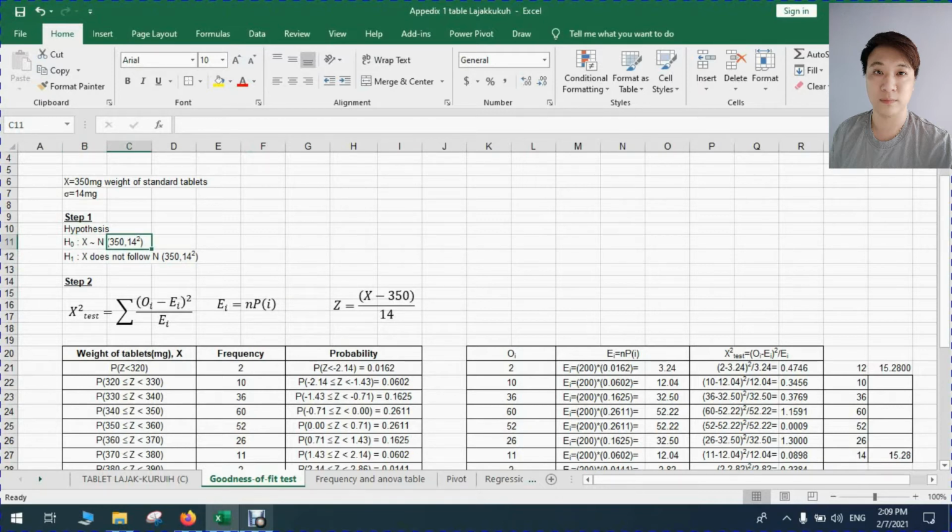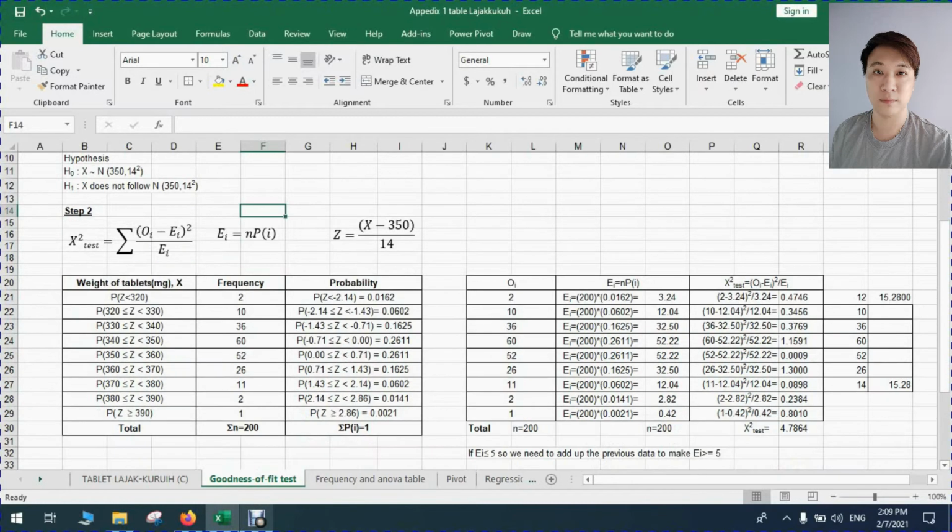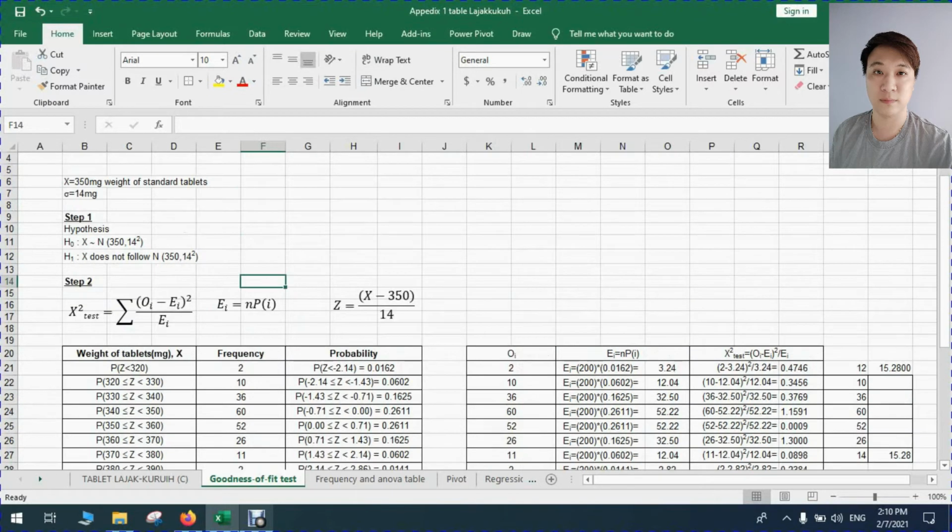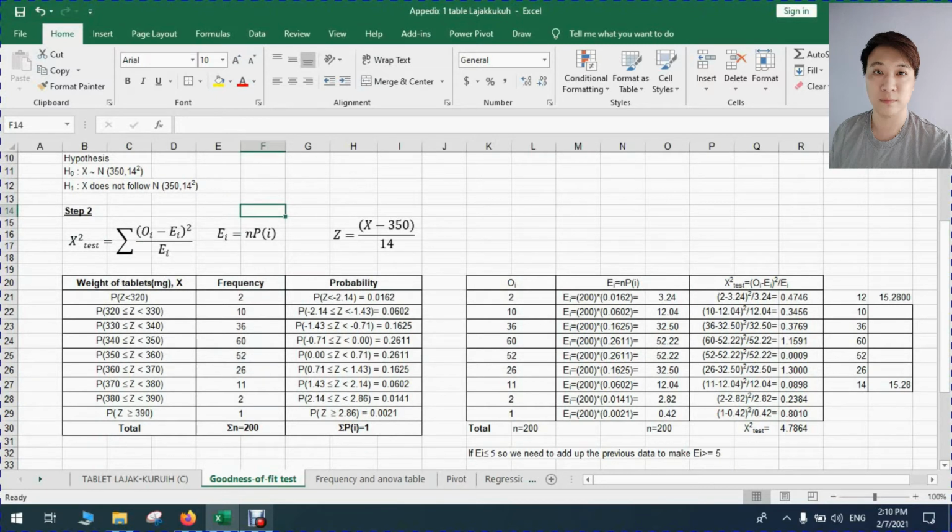My normal distribution is 350 and the standard deviation is 14, and using the formula that is given in the hypothesis like this, so I type like this, and after that I do step 2, the chi-square test that is given by the formula: observation minus the expectation, squared, then divide by the expectation. And when I need to find the probability, I need to use the expectation equal to n multiplied by the probability. And for this case, the probability hasn't been given.